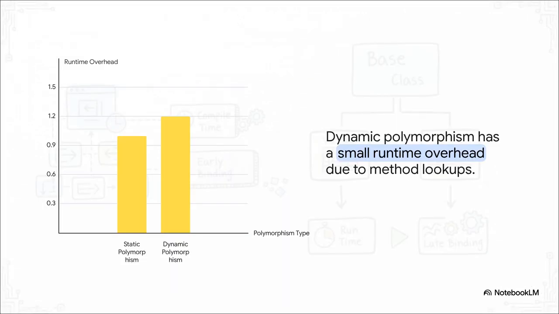Now, I know what some of you might be thinking: what about performance? And you're right, that on-the-spot decision-making for dynamic polymorphism does have a tiny bit of overhead. The JVM has to do a quick lookup. But honestly, with modern computers being so ridiculously fast, this difference is almost always completely insignificant.